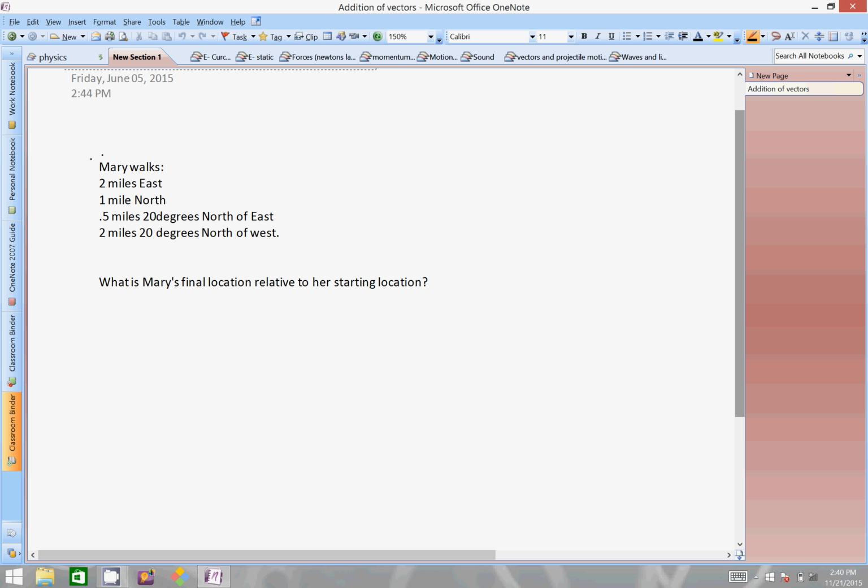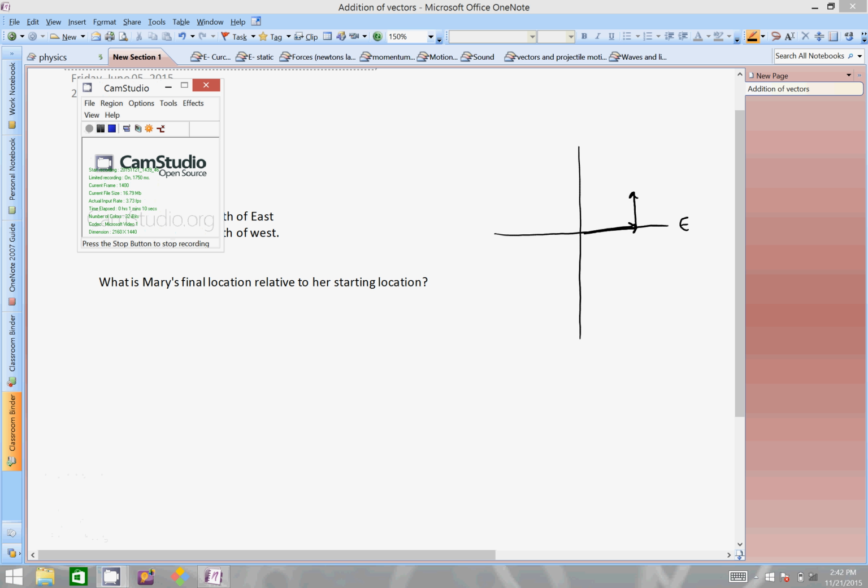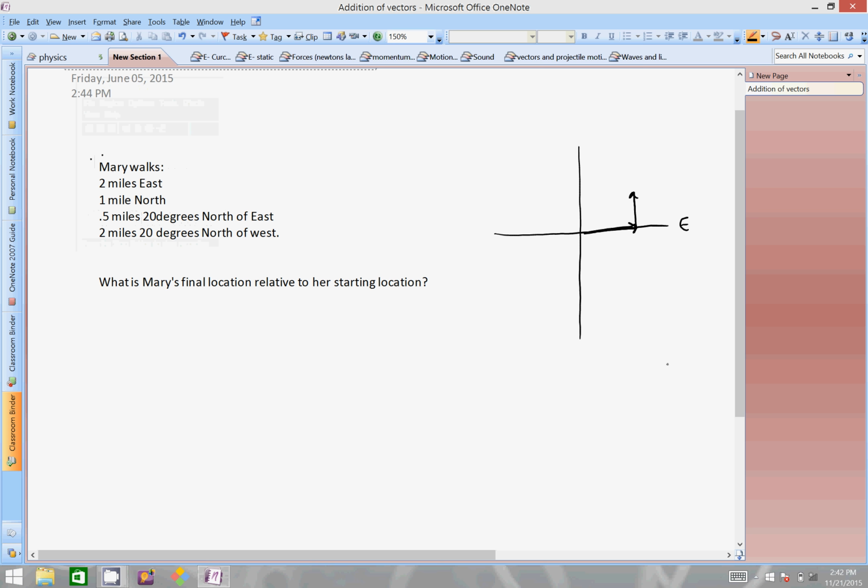First things first, we know we could solve this using a graphing method. Not a very accurate way of doing it unless you have a nice set of graph paper, but we always want to have some idea what we're doing here. So Mary walks to the east. Let's just say she goes 2 miles east, and then she walks 1 mile north, and then she walks 0.5 miles. So we traveled 1 mile north.